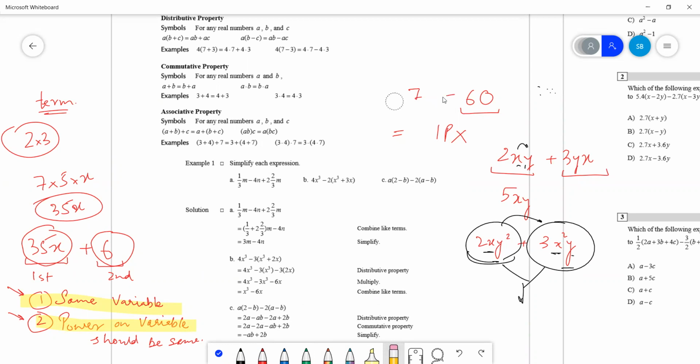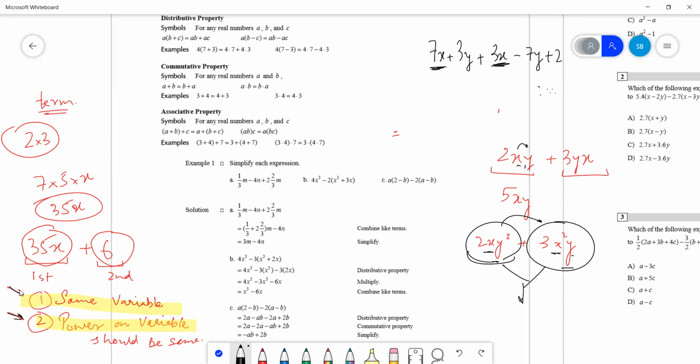Okay, one more example. 7x plus 3y plus 3x minus 7y plus 2. Are there any similar terms which we can combine? 7x and 3x. Correct. Why? Because their variables are both the same, and the power on the variable is the same, right?